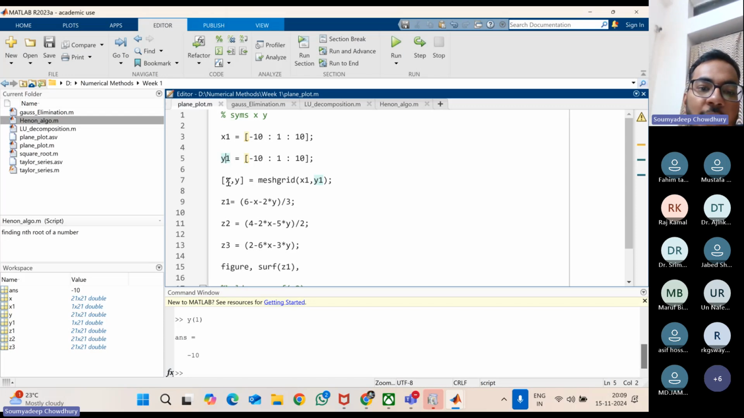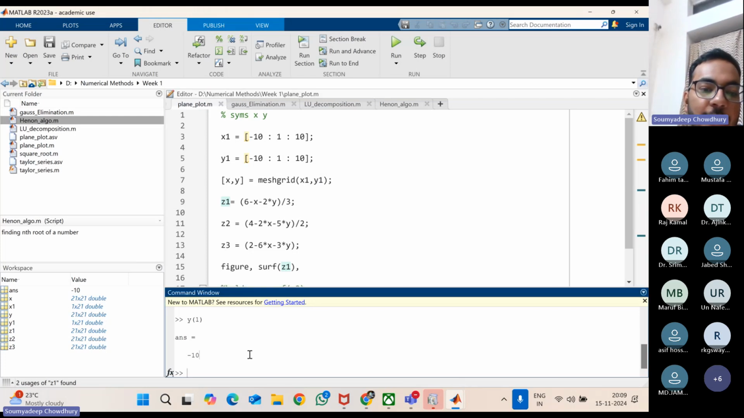Now once you have the meshes x and y, you need to find the corresponding z. You have the equation ax plus by plus cz equals d. You have x and y, so just substitute and find z in terms of x and y. So I have an equation which gives me z1 equal to 6 minus x minus 2y upon 3. That gives me my z.